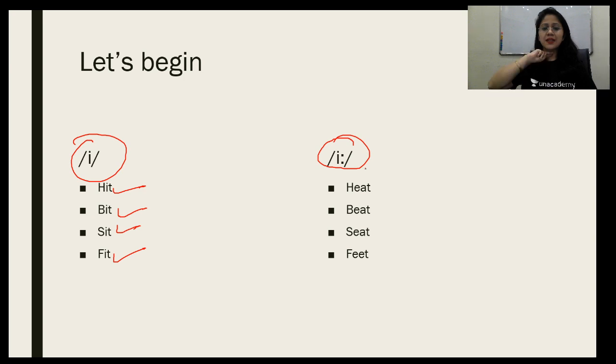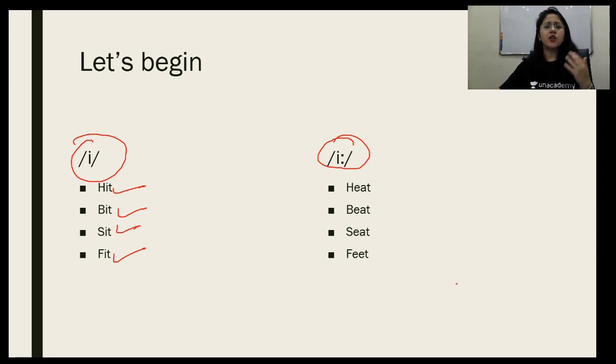Now we'll do both the sounds once again. Eh: hit, bit, fit, sit. Now the other one, ee: heat, beat, seat, feet. Now you can see the difference between the two sounds. One is hit, the other is heat. One is fit, the other is feet. One is sit, the other is seat. You can see even your mouth movement changes. So it's very important to understand the difference between these two sounds.